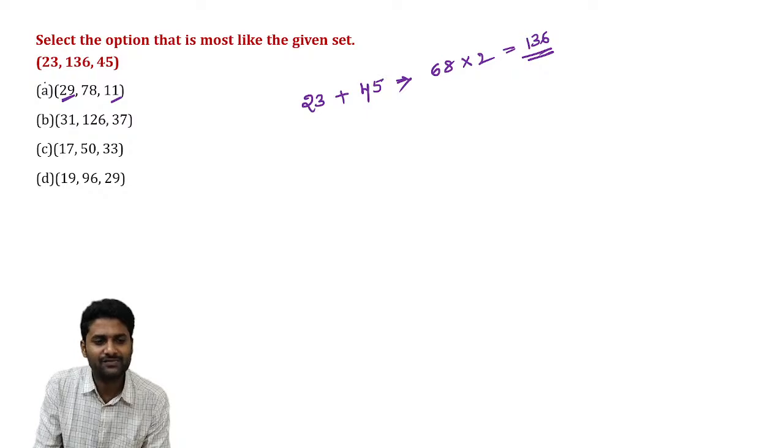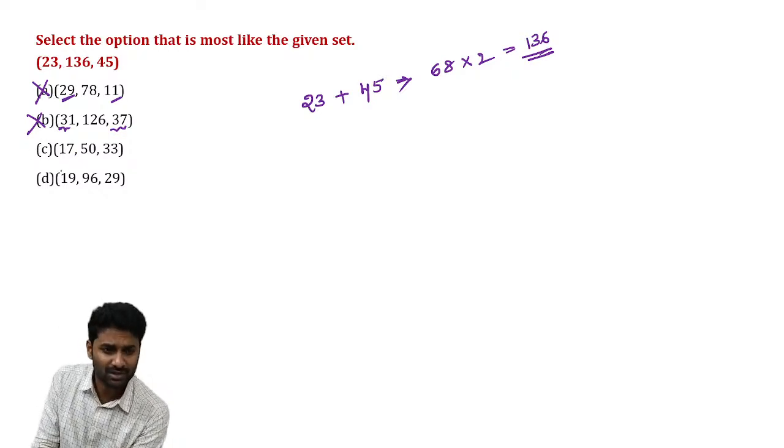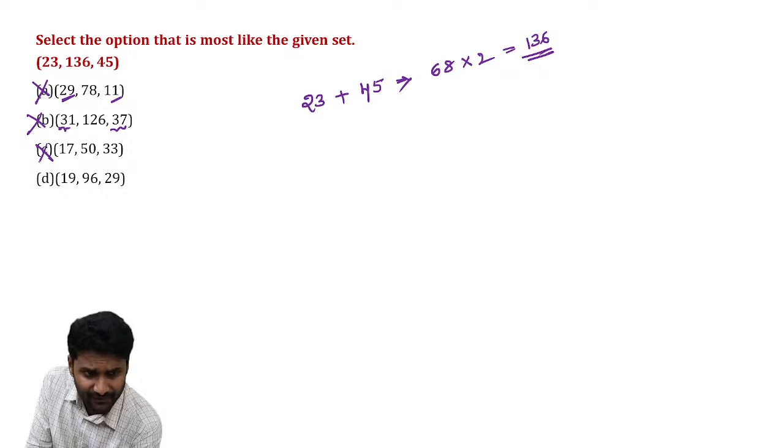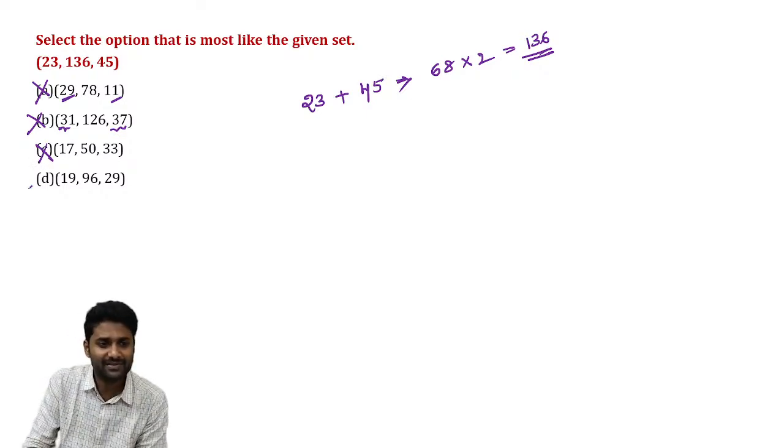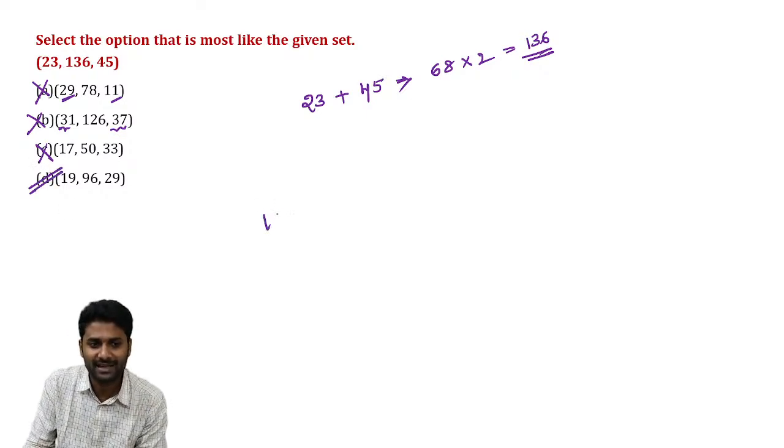29 plus 11 is 40, times 2 is not 78. 31 plus 37 is not exactly 68, and if you multiply by 2, it is not 126. 17 plus 33 is equal to 50. If you multiply it, we need 100. That's why the best suitable answer is D.